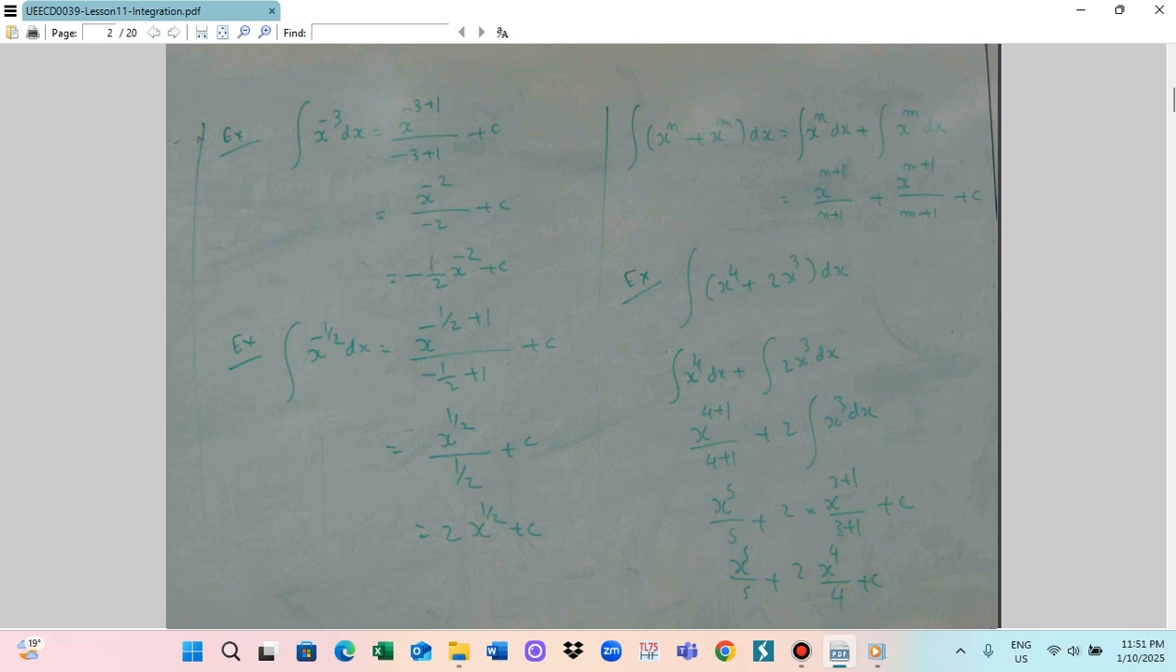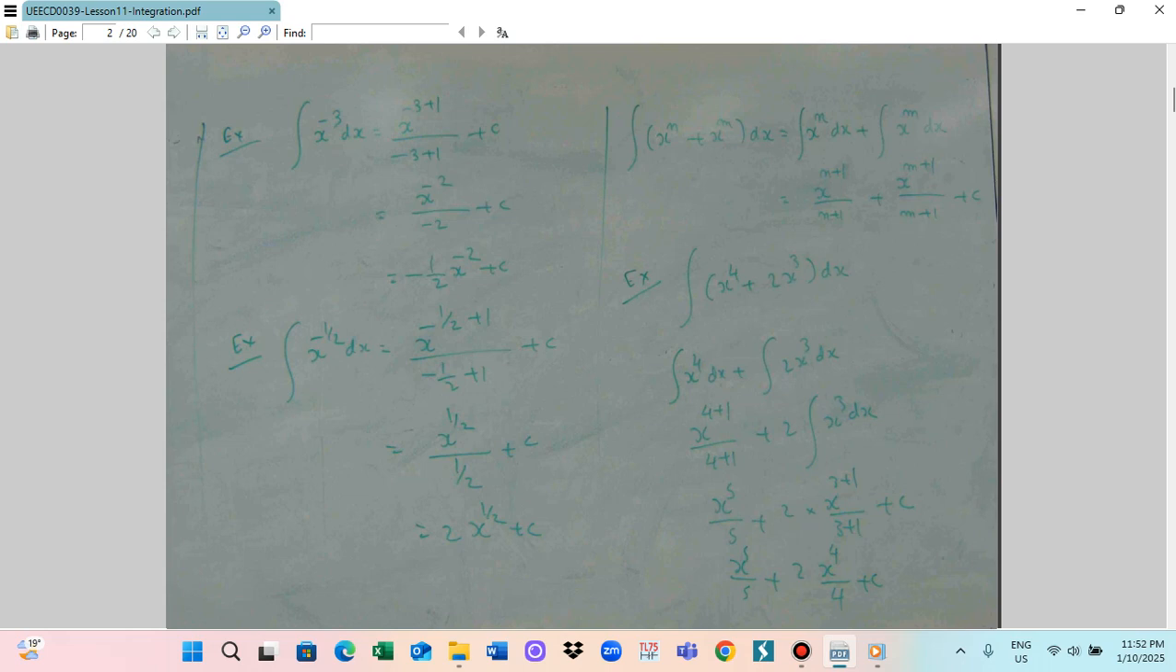Integration of x power 4 plus 2x power 3 dx. So we have to integrate this. That is the integration of x power 4 dx plus the integration of 2x power 3 dx. So this becomes x power 4 plus 1 divided by 4 plus 1. Here the 2 comes out, x power 3 dx.